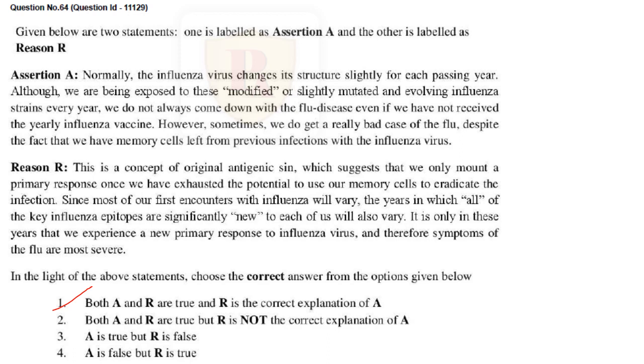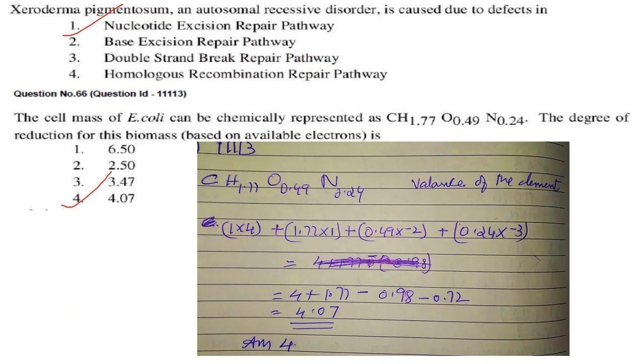So it will not elicit a primary response. Memory cells are there, they will attach there, but they will not be able to eradicate the influenza virus because new dominant antigens are present. So what will happen? Against the new dominant antigens, a primary response will be elicited again because memory cells will not be able to eradicate the infection. So symptoms of the flu will be most severe.